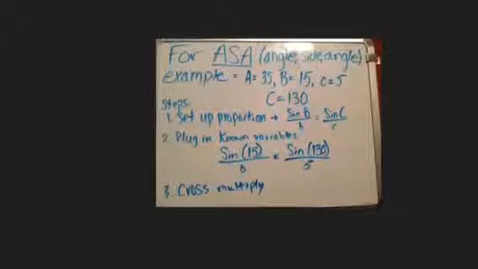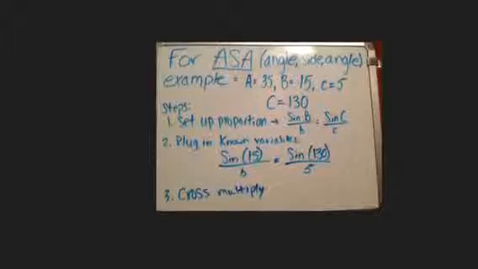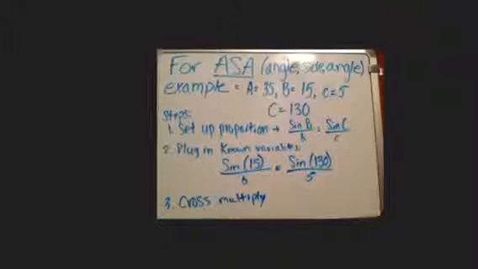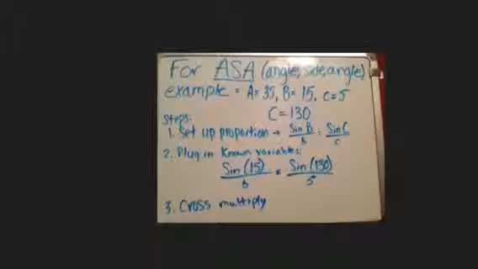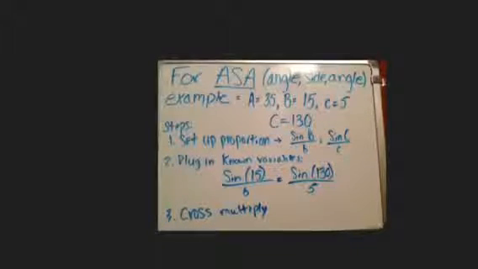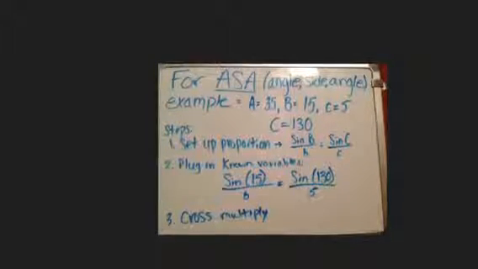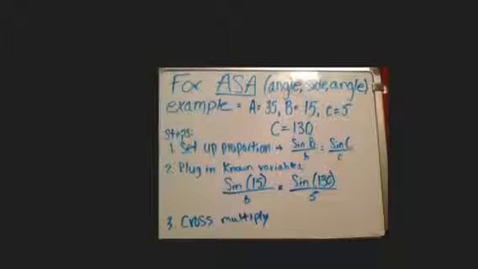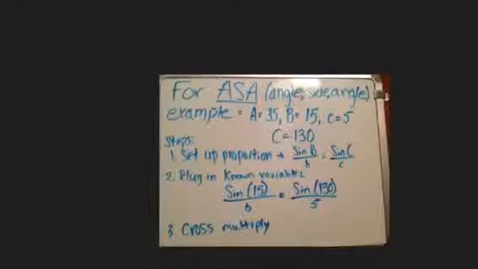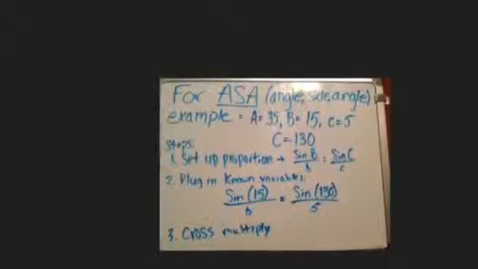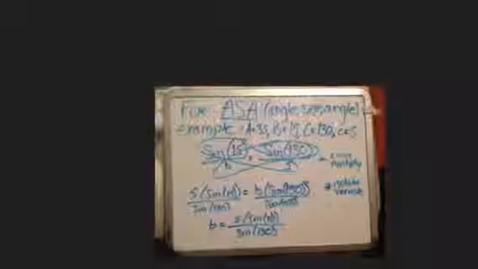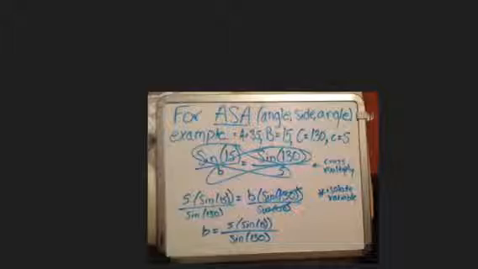The first step is to set up the proportion. Sine of angle B over side b equals sine of angle C over side c. Then you plug in the known variables. 15 is plugged in for angle B, 130 is plugged in for angle C, and 5 is plugged in for side c, leaving side b the unknown. And then you cross multiply to find side b. After cross multiplying, you isolate side b by dividing by the sine of 130.